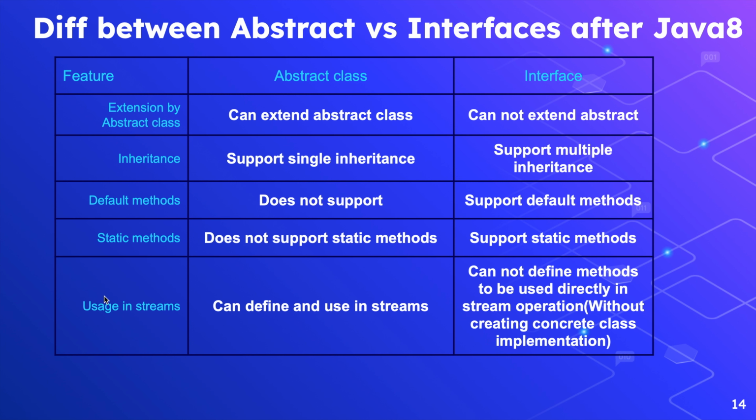So this is the difference between abstract class versus interfaces after Java 8. I think I covered all the concepts for functional interfaces.